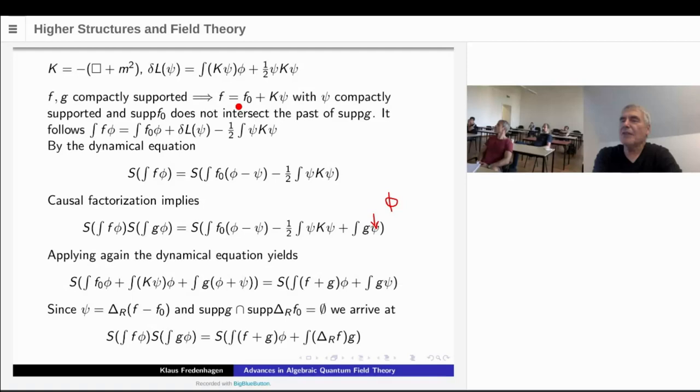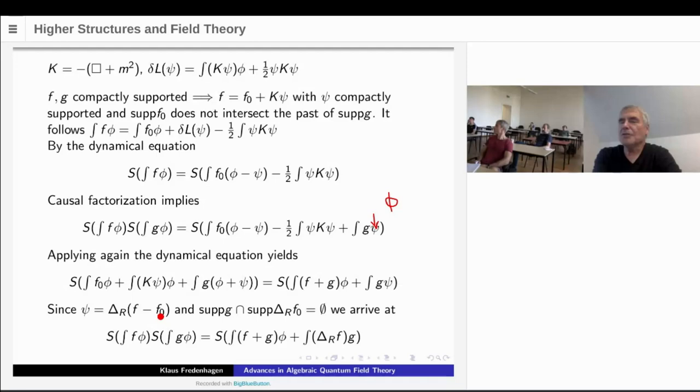And then I can apply the retarded propagator and I get the psi back because psi has compact support. So on these functions, this Tangon operator is invertible. Now the retarded propagator applied to f naught never meets the support of g because the support of the retarded propagator is in the future, and we had this condition at the beginning that the support of f naught does not intersect the support of g. So these two functions have disjoint support, so I can in this integral omit the contribution from f naught, and I get this simple formula.